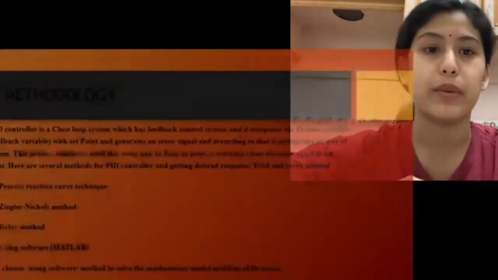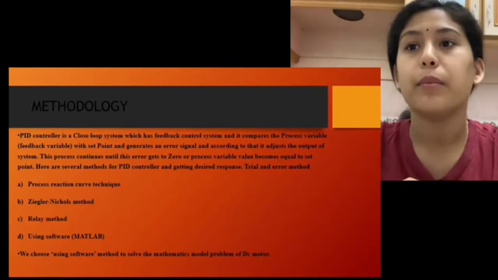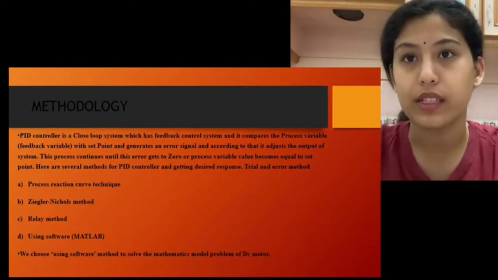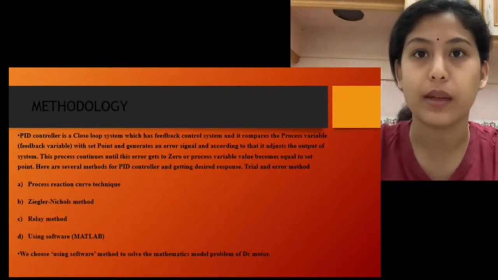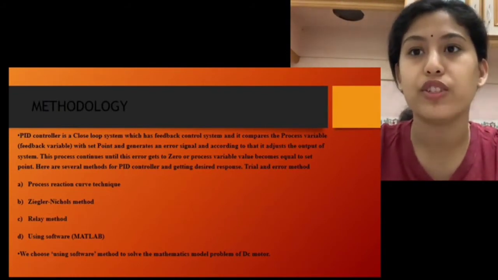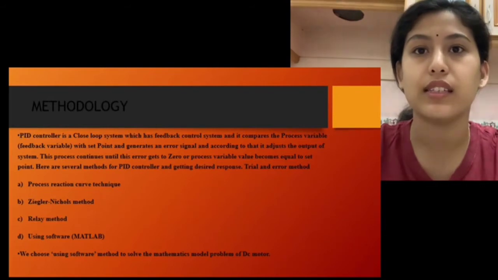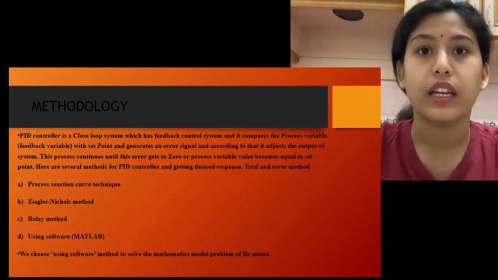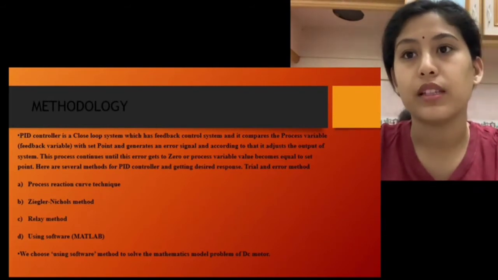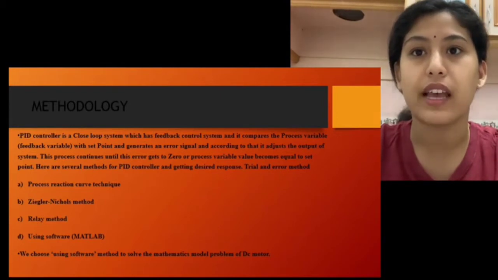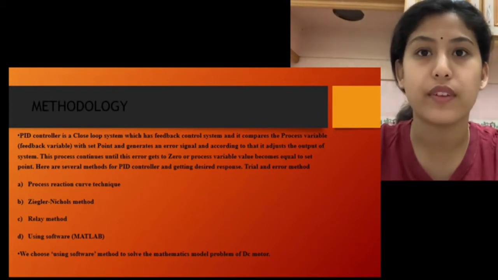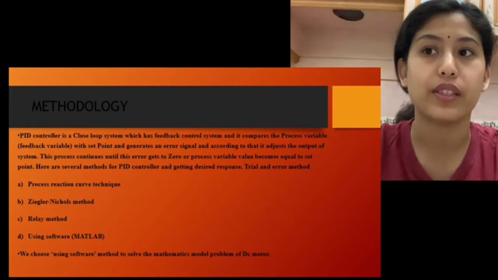So today I'll be presenting about methodology. A PID controller is a closed loop system which has a feedback control system, and it comprises the process variable, feedback variable, and set point, and generates an error signal, and accordingly it adjusts the output of the system. This process continues until the error gets to 0 or the process variable value becomes equal to the set point.